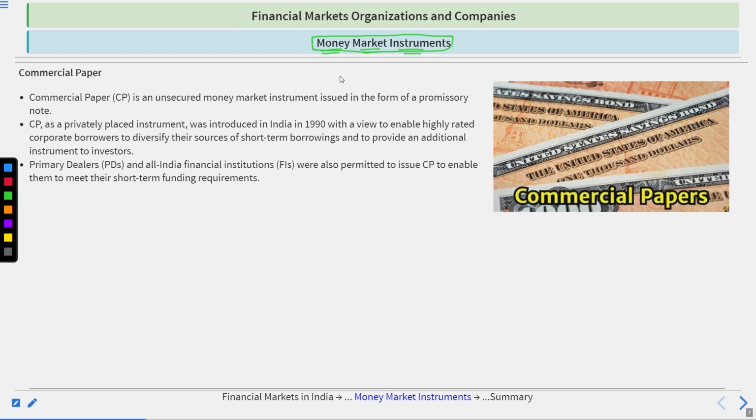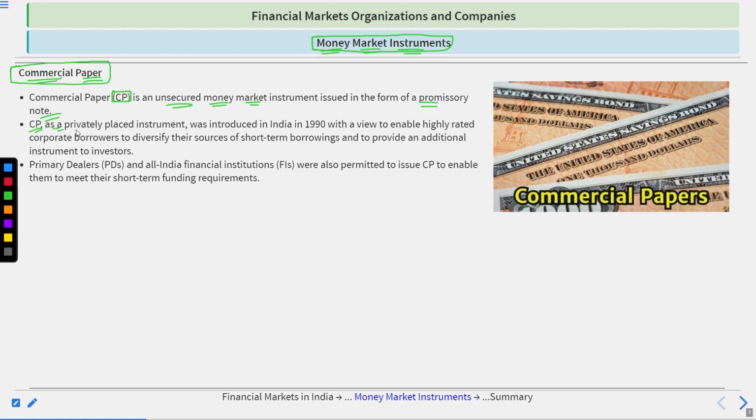Then money market instruments. The money market instruments could be various. Commercial paper. So commercial paper, in short, is known as the CP. It is an unsecured money market instrument issued in the form of a promissory note.